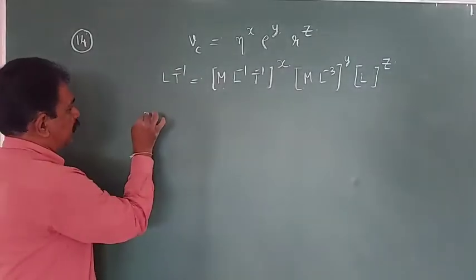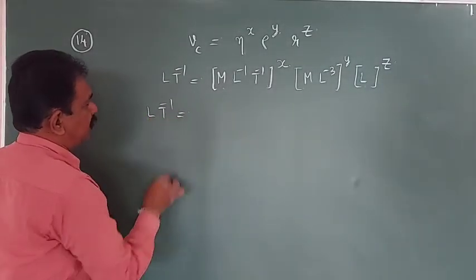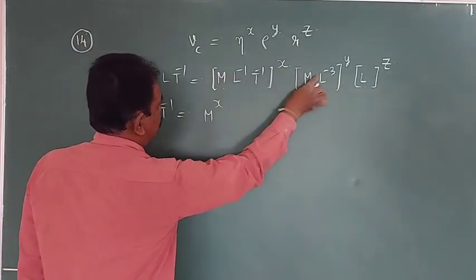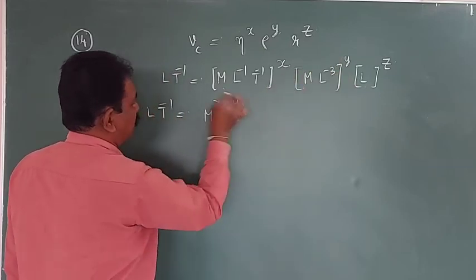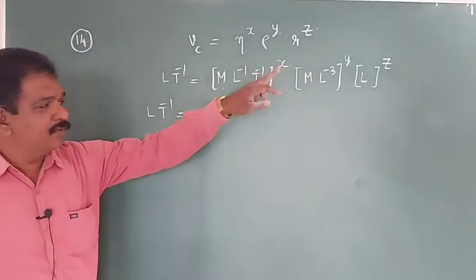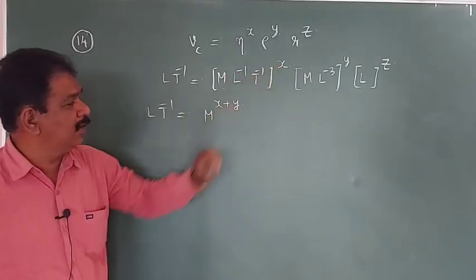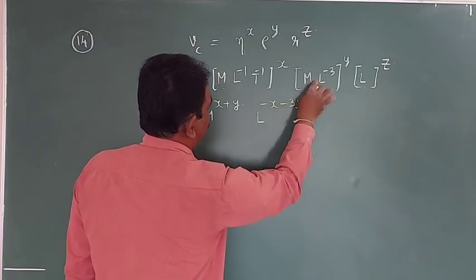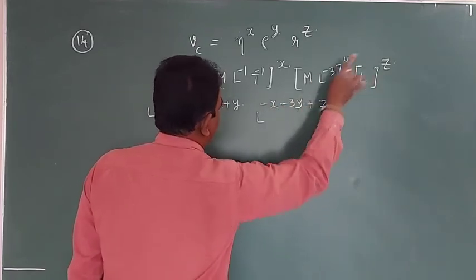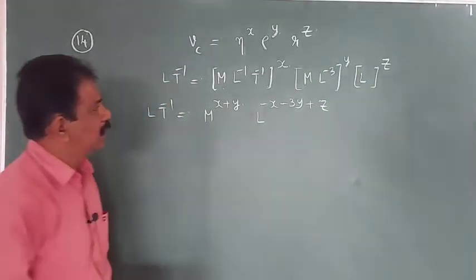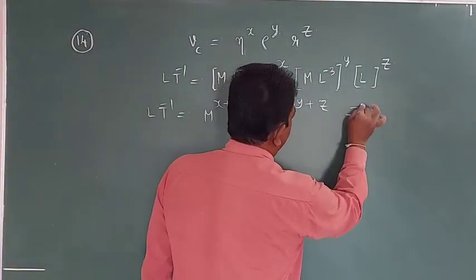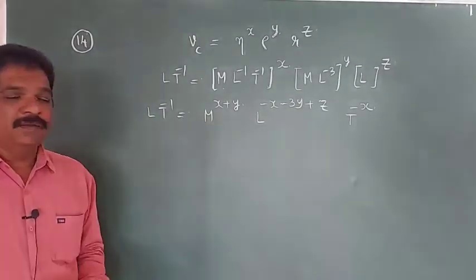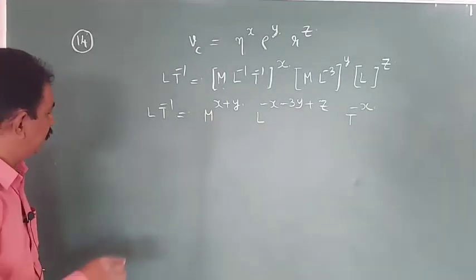Okay. Then L t power minus 1 is equal to m power x plus y. L powers you write: L power minus 1 into x means minus x, minus 3y, here z is there, L power z. Here t power minus x. Okay, we are comparing the powers of M, L, T on both sides.